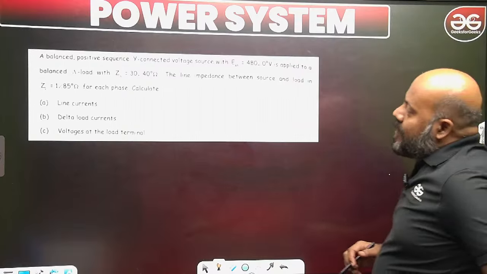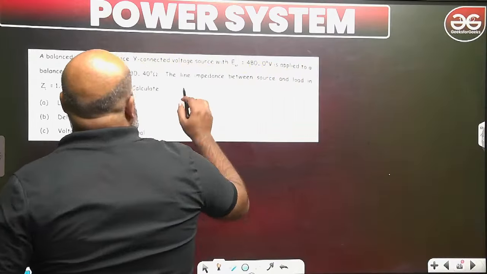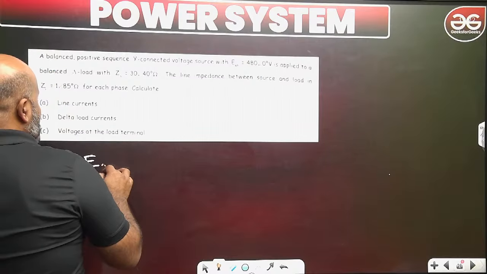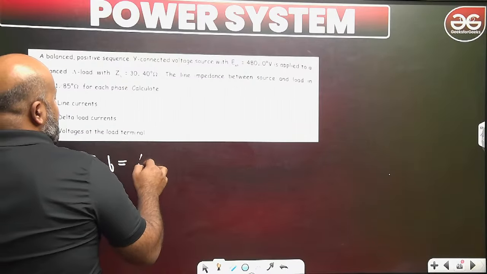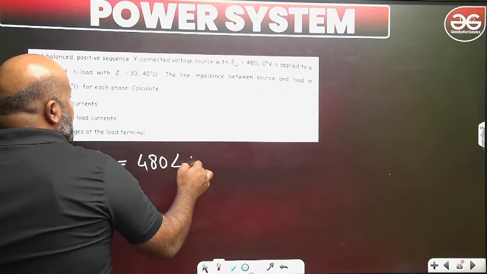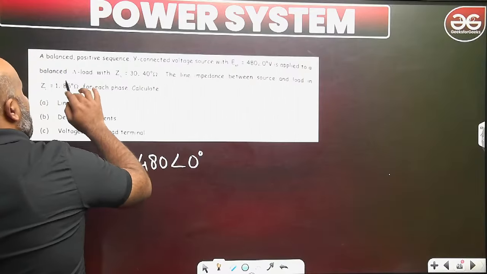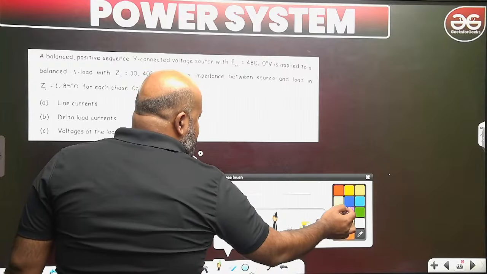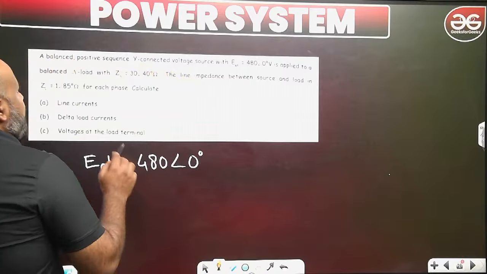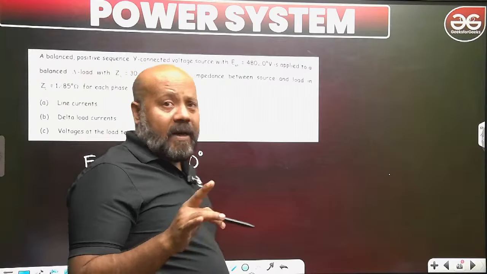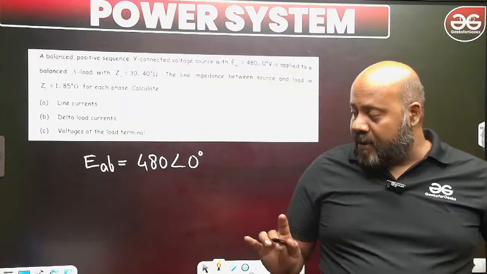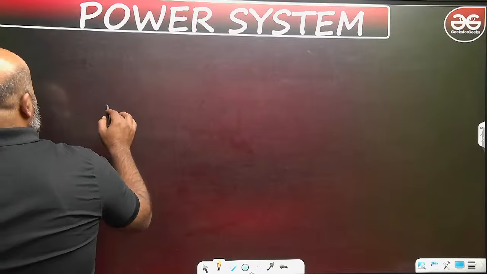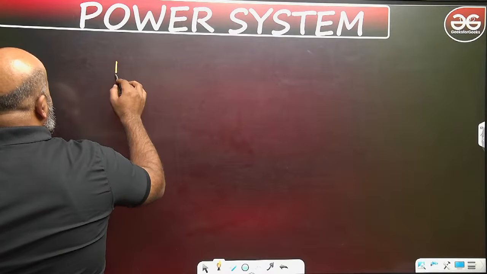Now there is a balanced positive sequence star connected voltage source where EAB is given as 480 angle 0 degree volt, applied to a balanced delta load. So you see what is happening. The source is star connected and the load is delta connected. The situation is something like this. The source is star connected, you can understand.